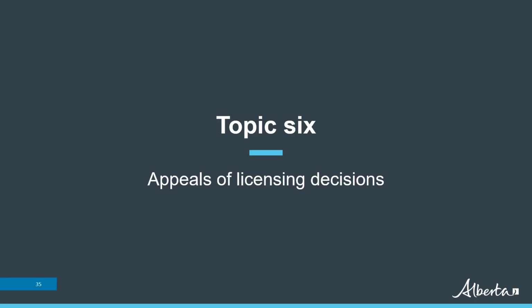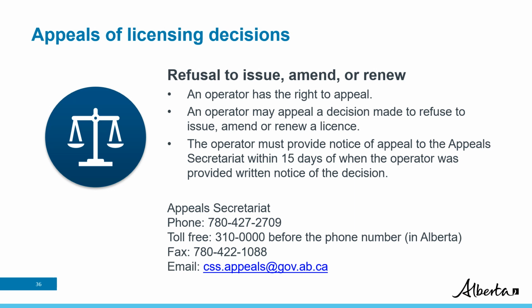Topic 6. Appeals of licensing decisions. An operator has the right to appeal a decision made to refuse to issue, amend, or renew a license. The appeal is made to a minister-appointed appeal panel. The appellant must give notice of appeal to the Appeal Secretariat to start the process. The Appeal Secretariat, a neutral government office that runs separately from Alberta Health, will provide administrative support by scheduling hearings and provides information to all parties about the appeals process.